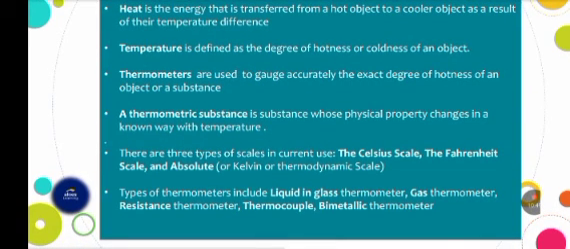5, there are 3 types of temperature scales in current use, which are the Celsius scale, the Fahrenheit scale, and the absolute or Kelvin or thermodynamic scale. And finally, we have the types of thermometer, which include the liquid in glass thermometer, gas thermometer, resistance thermometer, and bimetallic thermometer.